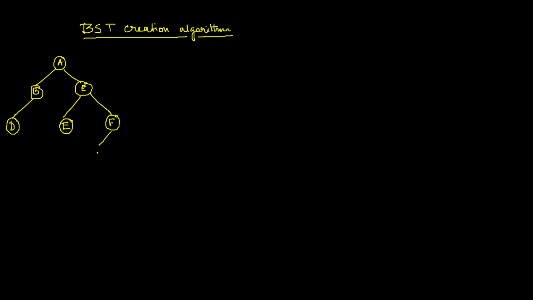Then maybe G. We can have one more option over here, that is, we have H on the right side of D. So suppose the set of data that you have in your hand, after successfully executing the algorithm, the tree will be created visually something like this. And this is the root of the tree, that is very clear to us.